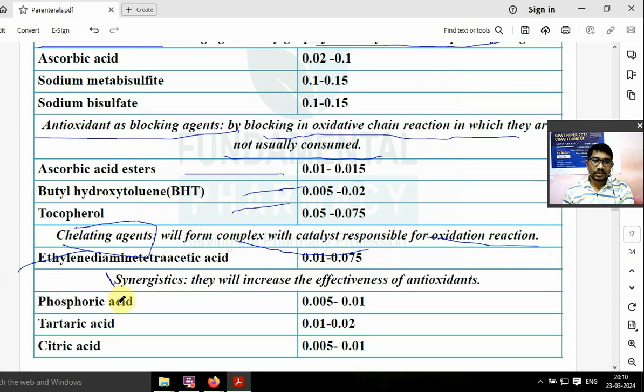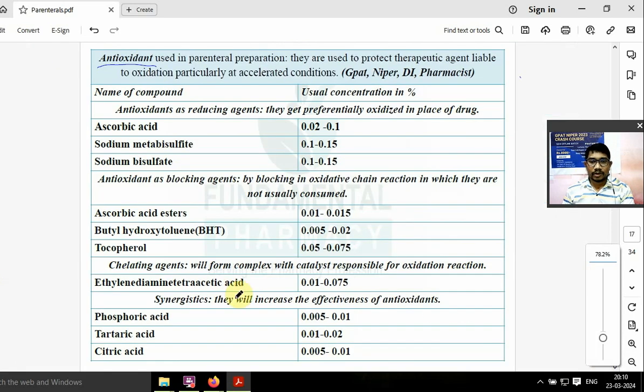Synergistic मतलब ये एंटीऑक्सीडेंट के साथ में काम करें. They will increase the effectiveness of antioxidant. उसमें phosphoric acid है, tartaric acid, acetic acid. Are you getting? एंटीऑक्सीडेंट समझ में आया आपको? एंटीऑक्सीडेंट के ऊपर क्वेश्चन आ चुके हैं ऑलरेडी, ये याद रखना है.